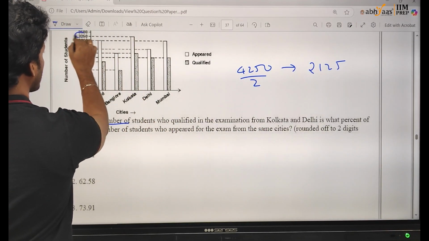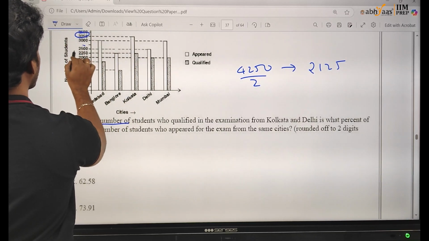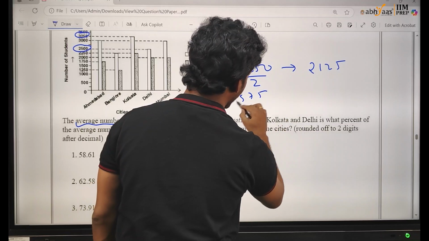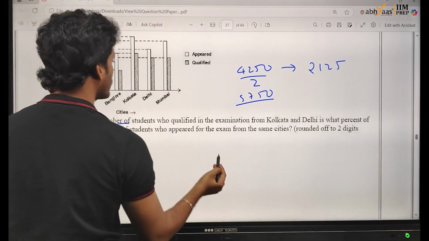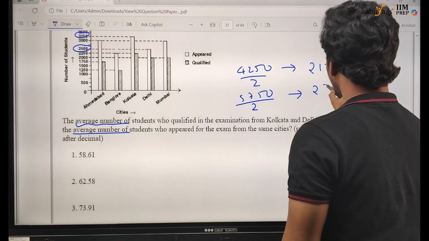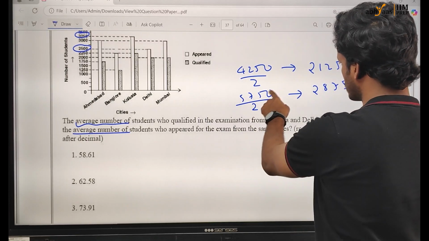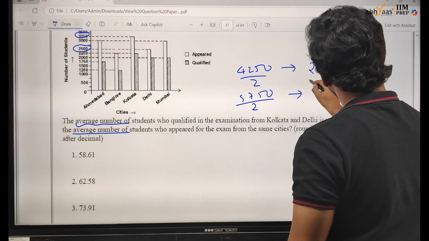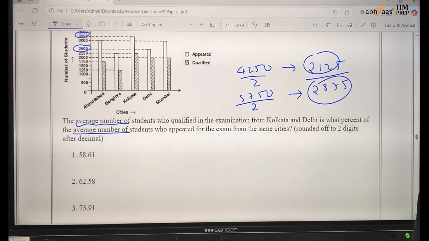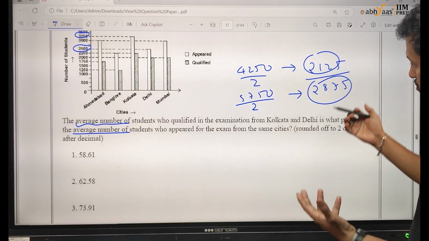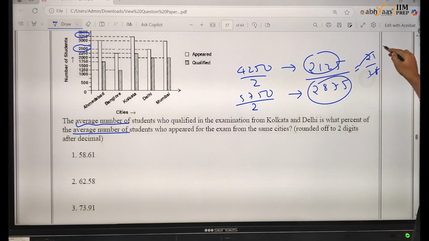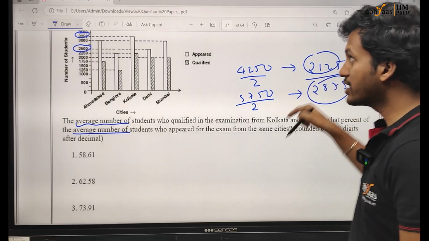It is 3250 and 2500. So it is 5750, and again I have to take the average number of students, so it is 2875. Is that so? Yes. So I have to take the percentage of 2125 from 2875. If I do the calculation, it will be huge. So I will assume this as 21, this as 28. 7 3s are 21, 7 4s are 28. It should be near 75 percentage.